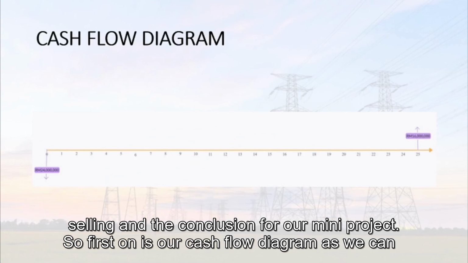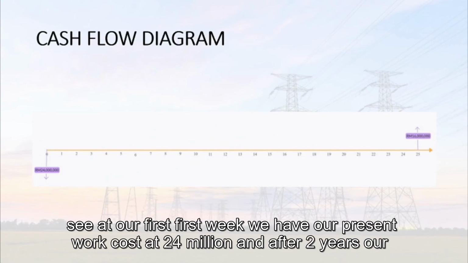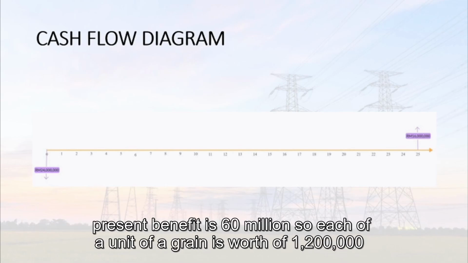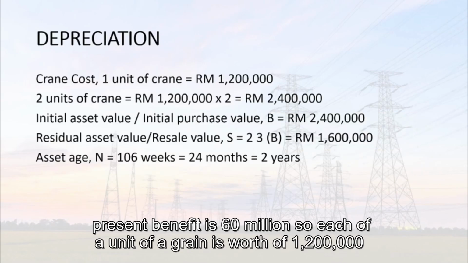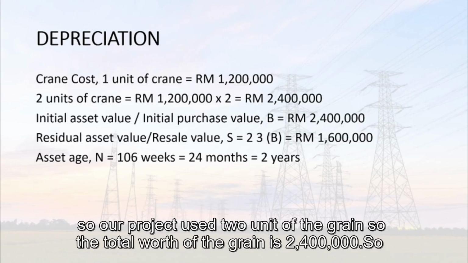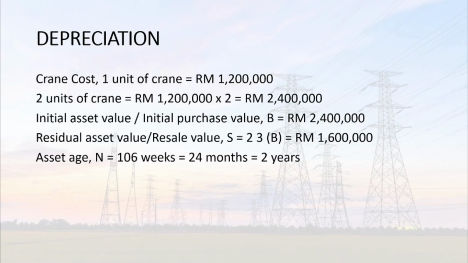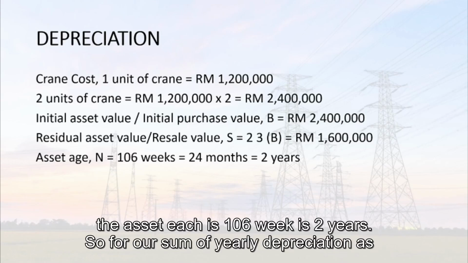So first off is our cash flow diagram. As we can see, at our first week, we have our present worth cost as 24 million, and after 2 years, our present worth benefit is 16 million. Each unit of the crane is worth 1,200,000. Our project used 2 units of the crane, so the total worth of the crane is 2,400,000. The asset age is 106 weeks, which is 2 years.